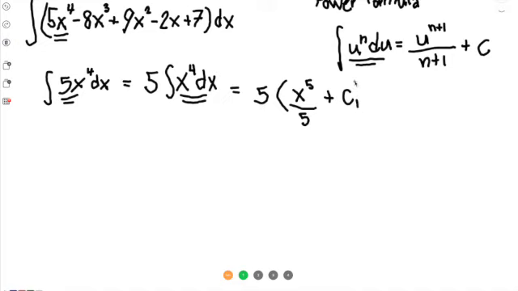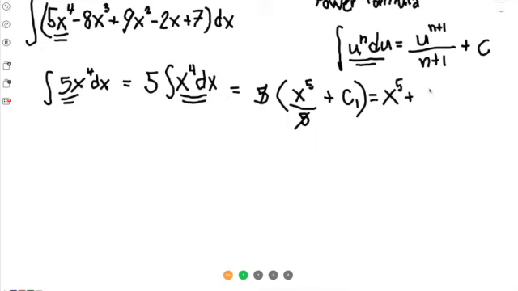Okay, so for the first one, this will cancel out. And we will be left with x to the 5th power plus 5 C1. Or, if you want, since this is an unknown constant multiplied by 5, we can just say this to be, okay, C1.